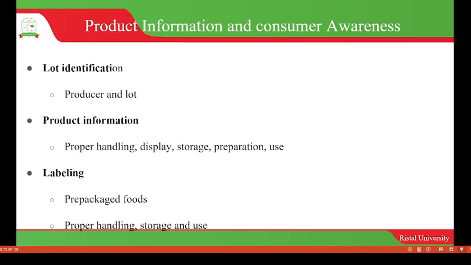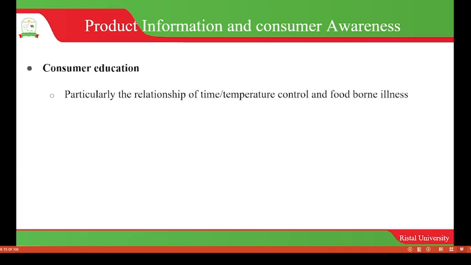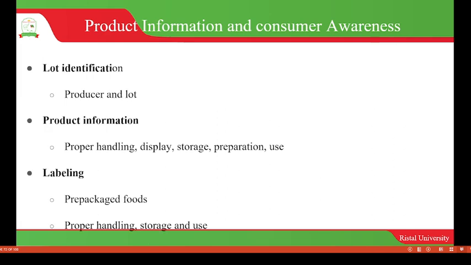And this product information and consumer awareness can be done through lot identification, product information, labeling, and consumer education. So, we have to ensure that there is always lot identification, and this also helps the producers in traceability. So the producer and the lot have to be clearly indicated for easier traceability.